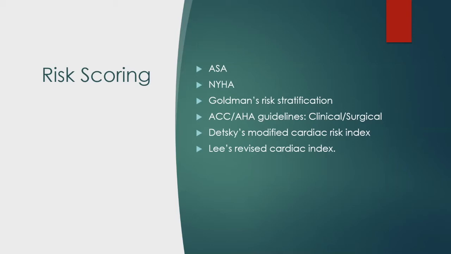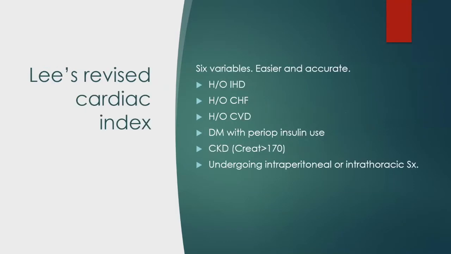Detsky's modified cardiac risk index was popular at some point, but now, over the last 2 decades, we are using Lee's revised cardiac risk index. This is really a well-validated risk scoring system. You can find out the real risk of mortality and serious morbidity of your patient undergoing a high-risk anesthesia. What are the variables? Very simple, 6 variables.